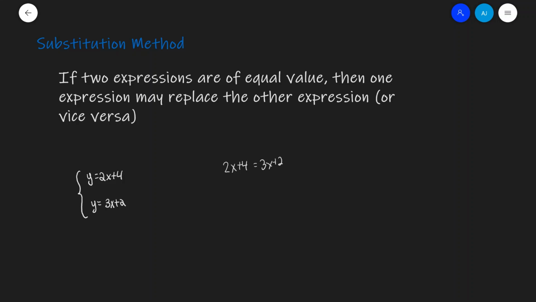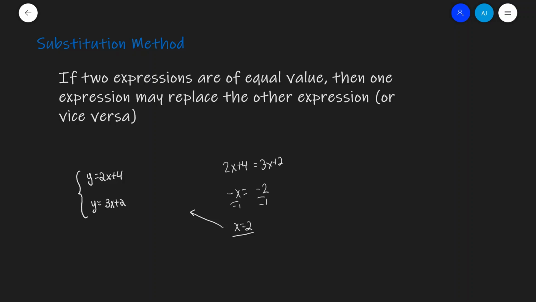Now we just have to do simple algebra. We would subtract 3x from the right side onto the left side, which would give us negative x, and we would subtract 4 from the left side onto the right side, which would give us negative 2. Now to get x as a positive constant, we would divide each side by negative 1, which will give us x equals 2. We can't just stop here though, because we only have the x coordinate.